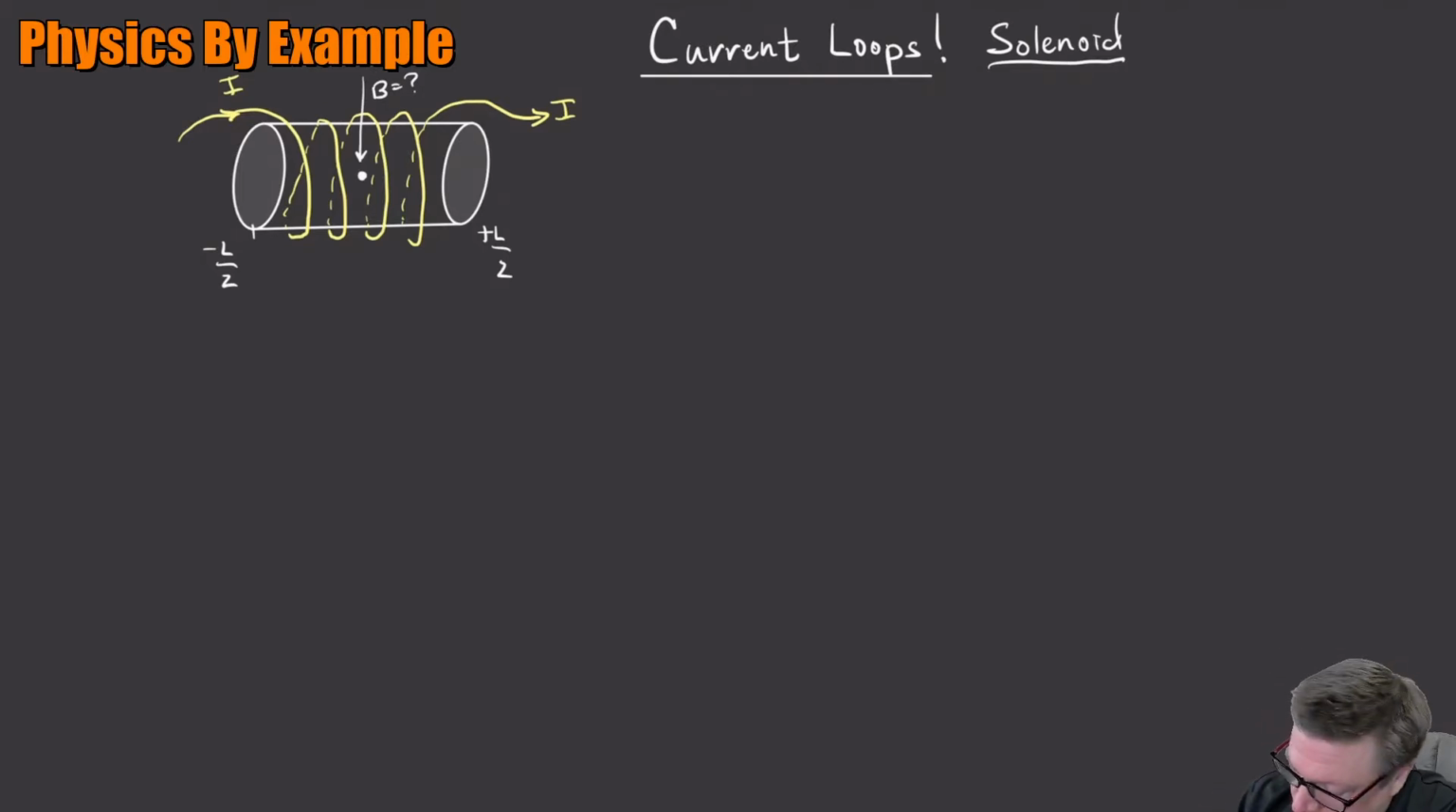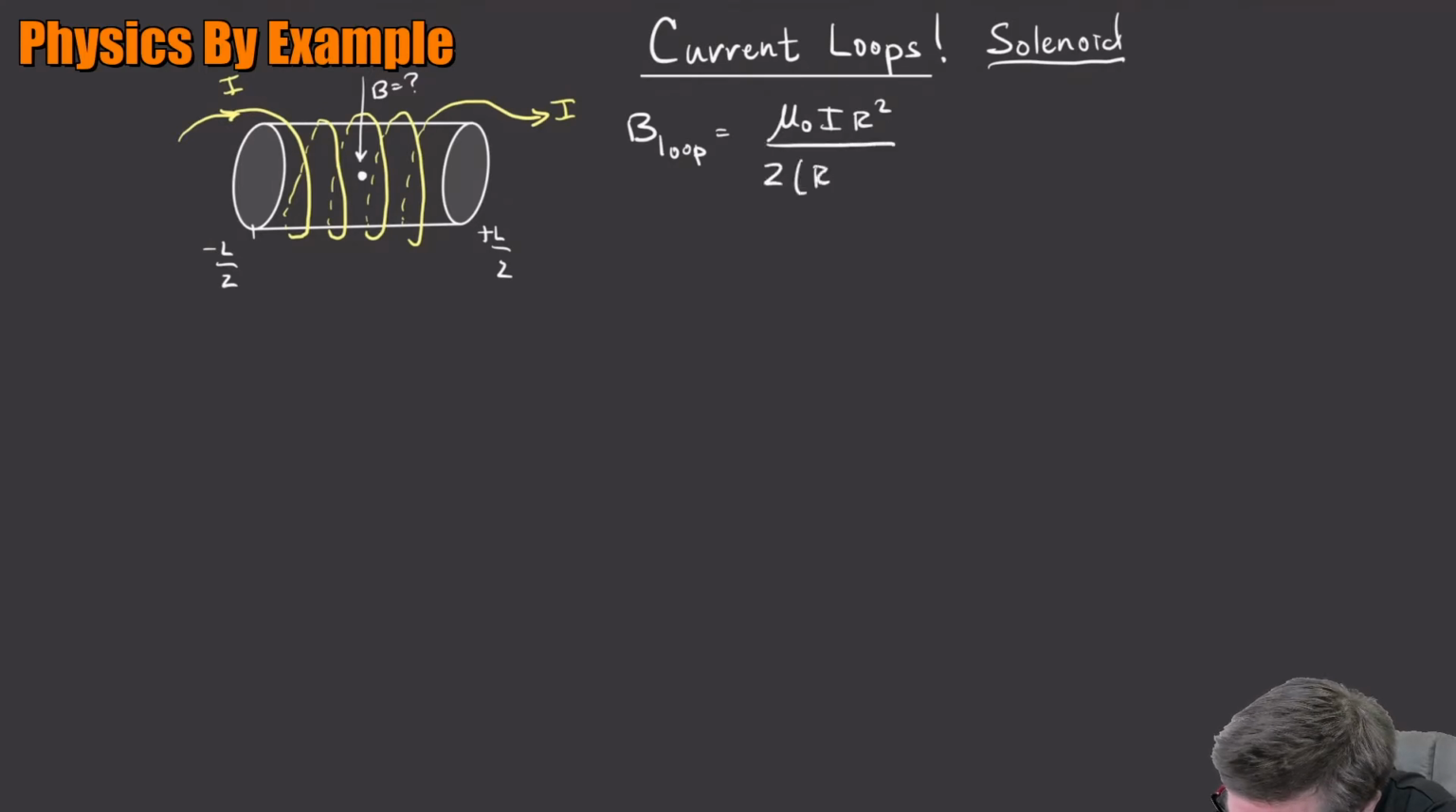Okay, so we already know the magnetic field from a loop. It was mu naught I r squared over 2 times (r squared plus z squared) to the 3/2. That's the magnitude of the field from a single loop. Here's the problem: that's fine if we're talking about a certain loop that's a distance z away from the middle that we're interested in. But there's a whole bunch of loops.